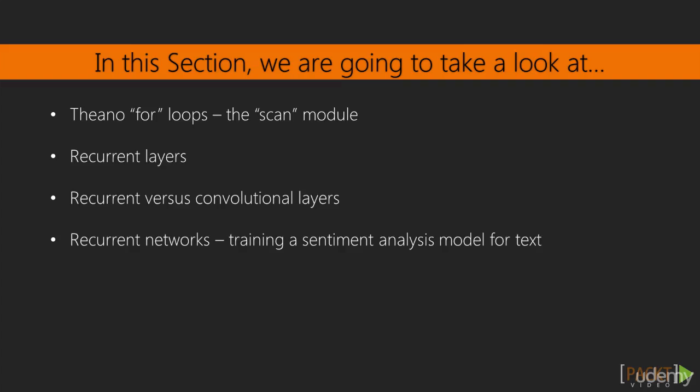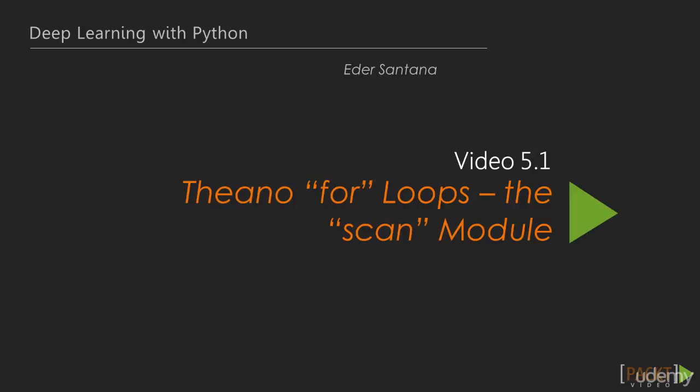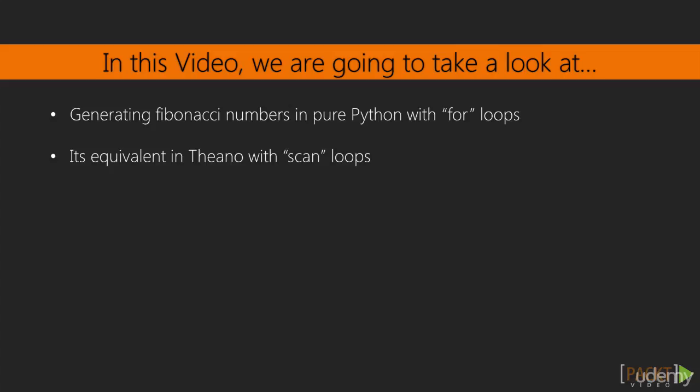In this section, we are going to talk about Theano for loops, the scan module, recurrent layers, recurrent versus convolutional, and finally, recurrent neural networks, training a sentiment analysis model for text. Let's start with Theano for loops, the scan module. In this video, we are going to write a simple Fibonacci sequence generator using for loops in pure Python, and we will see its equivalent in Theano.